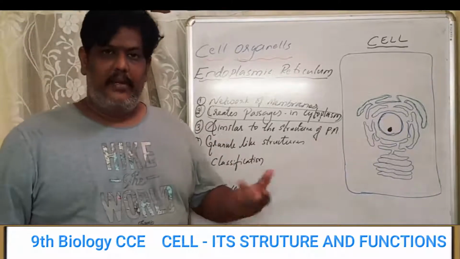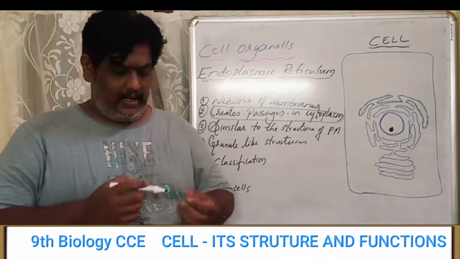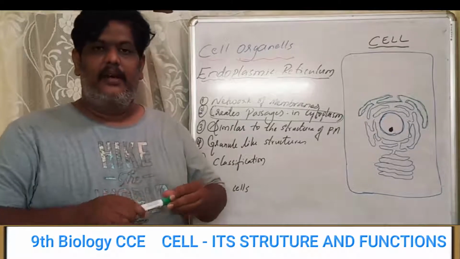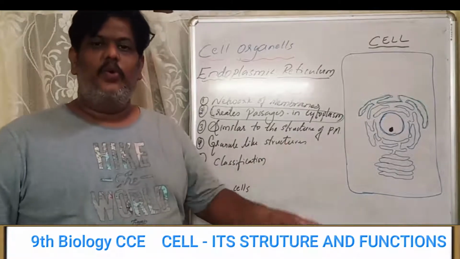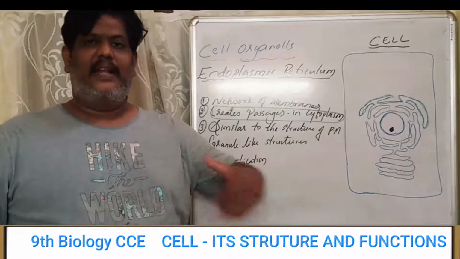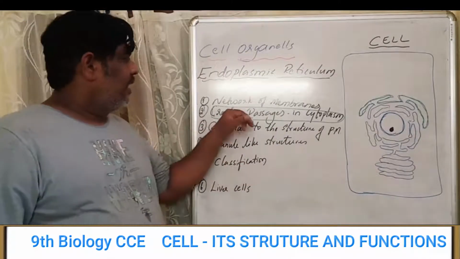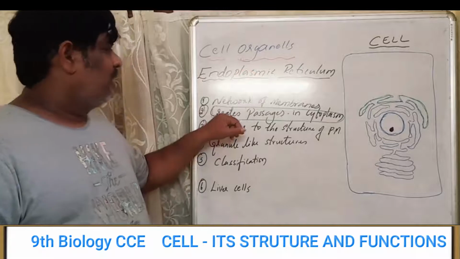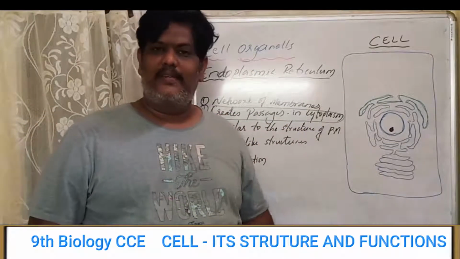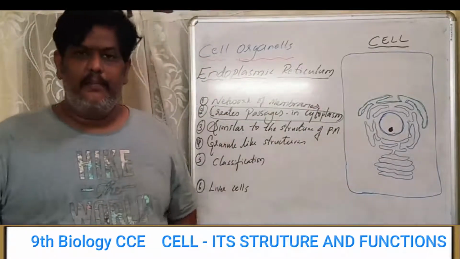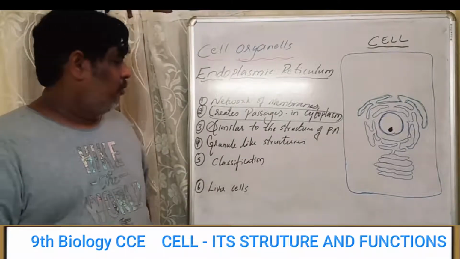We know we lay roads, right? If you want to transport something from one city to another city, we have the roads. So they are the passages so that you can travel. In the same way, the endoplasmic reticulum also creates passages in the cytoplasm so that they can transport the material. That is the first and foremost point.